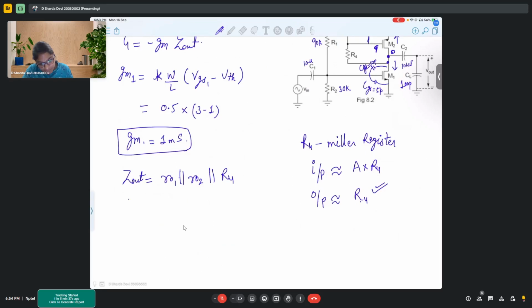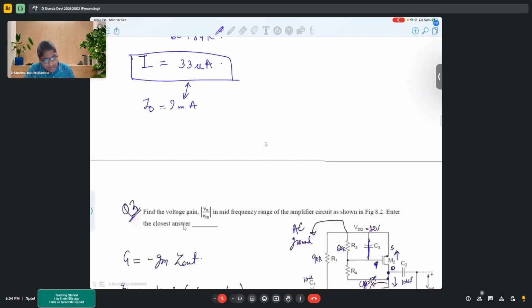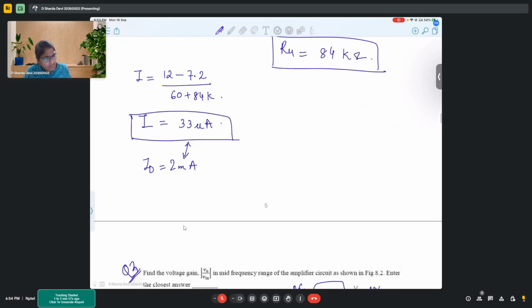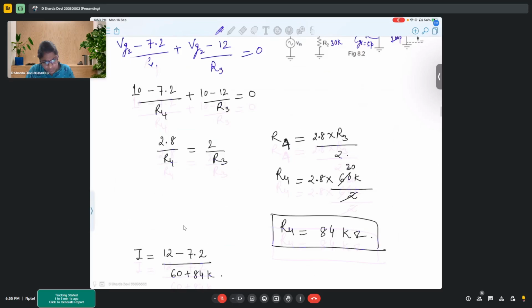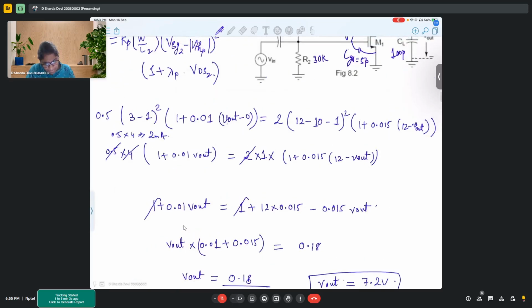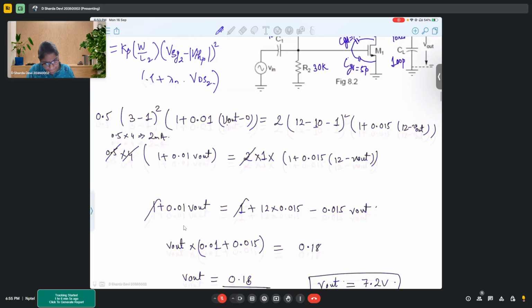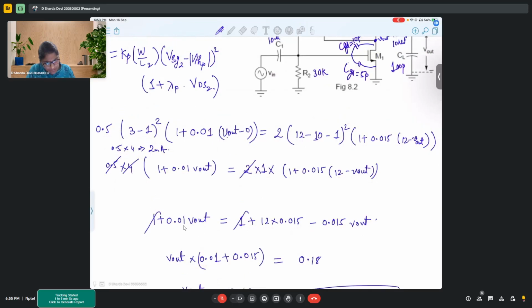R naught is 1 upon G naught 1, that is 1 by lambda ID, lambda 1 ID. And we already found out this ID was how much? 1 milliampere or 2 milliampere? That was approximately what we took, I guess. Do we need to consider this also?